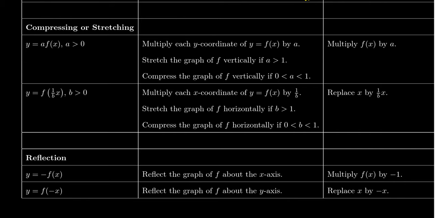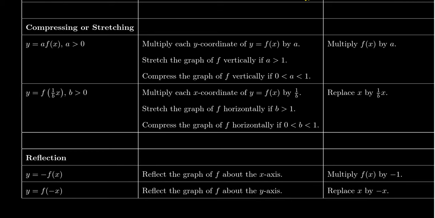The next type of transformation we're going to talk about is the idea of scaling. And I don't mean like scaling a fish. I mean changing the scale of a graph. This is often called compressing or stretching. Compression typically means the scale got smaller. Stretching typically means the scale gets bigger.